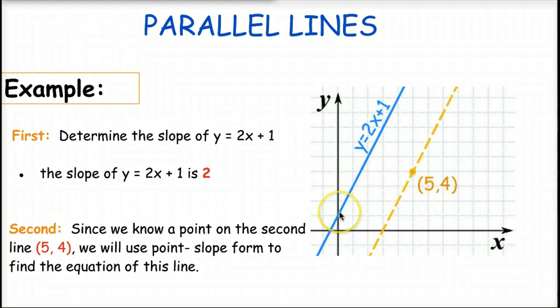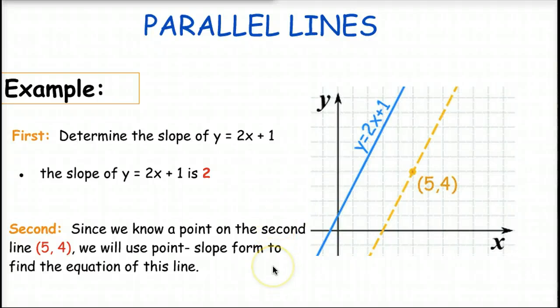You can also find it visually by picking a point, and I'll pick this point right here on the y-intercept, and I will count up 1, 2, before I can go over 1 and hit the line on another point. So my slope is definitely 2 over 1, or just 2.